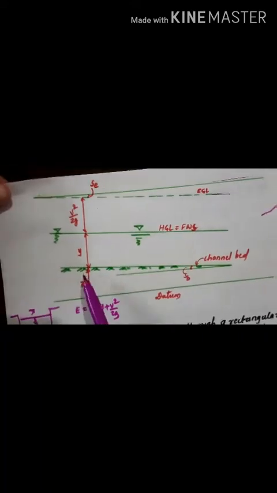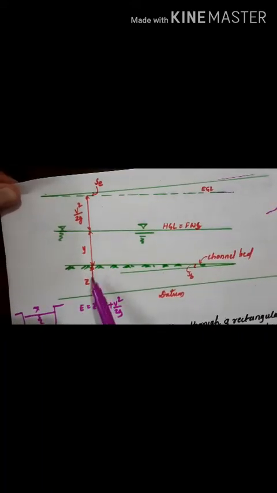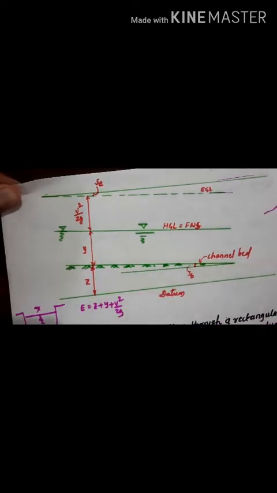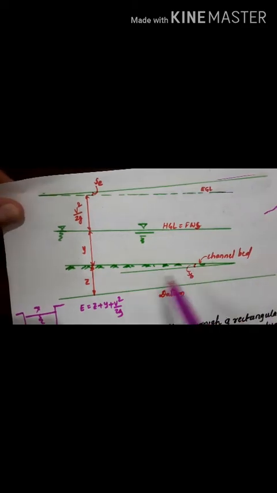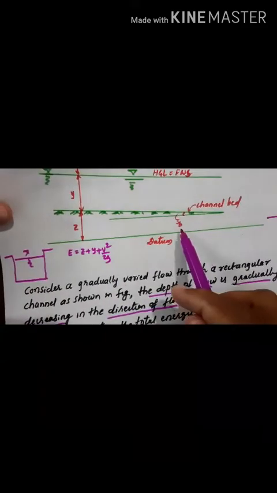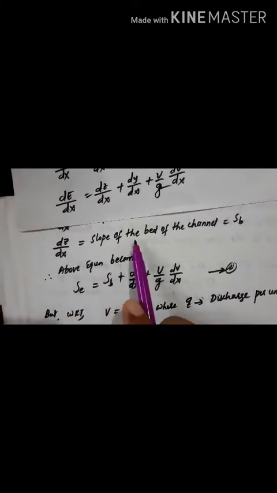Similarly, dZ by dx is nothing but the slope of the bed of the channel. So here it is Z, and it is varying along the direction of flow, that is in the x direction. It is varying, dZ by dx. That can be written as SB, that is, dZ by dx is the slope of the bed of the channel, SB.